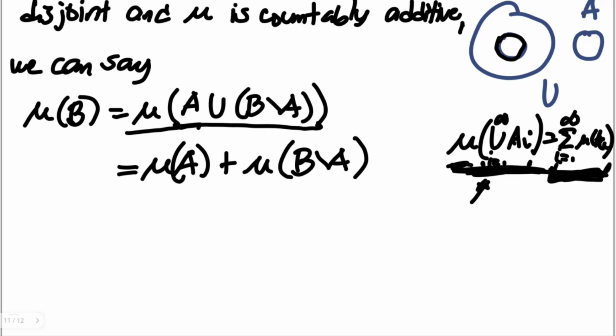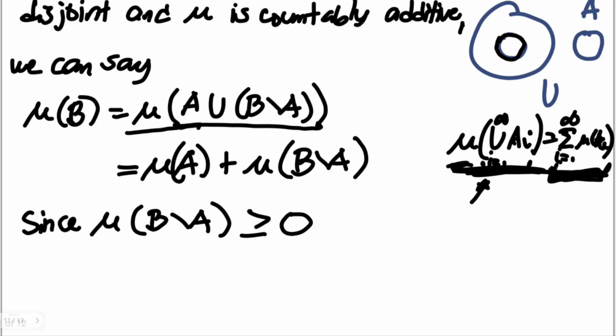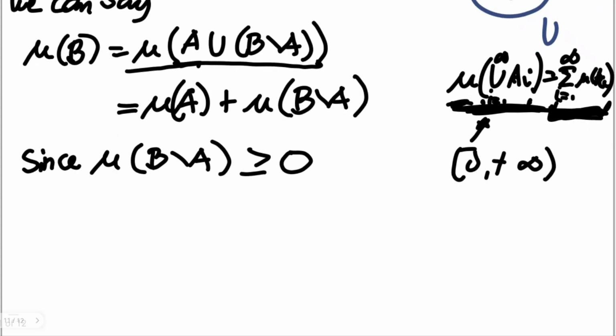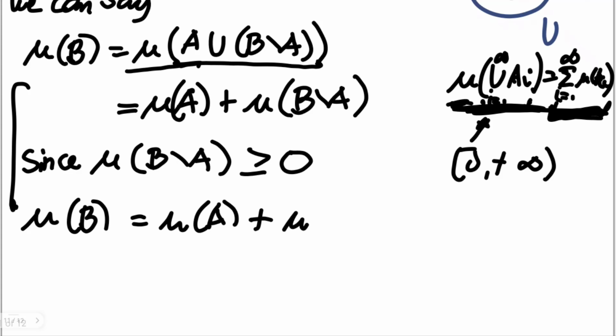And what is the purpose of this? Since the measure of B minus A is greater than or equal to 0. This is true because our measure function is mapped to the interval 0 to positive infinity, right? So it will only take values greater than or equal to 0. It could be 0 or it could be greater than 0. And what is the implication of that? Take note that here you will have the mu of B equal to the mu of A plus the mu of B minus A.